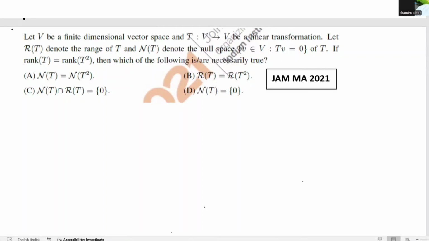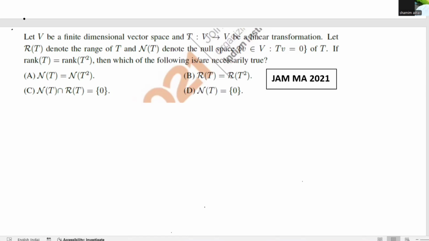Today I will solve a question of a JAM exam. The question is: given that V is a finite dimensional vector space and T is a linear operator on V, and rank of T equals rank of T square, which of the following is necessarily true?